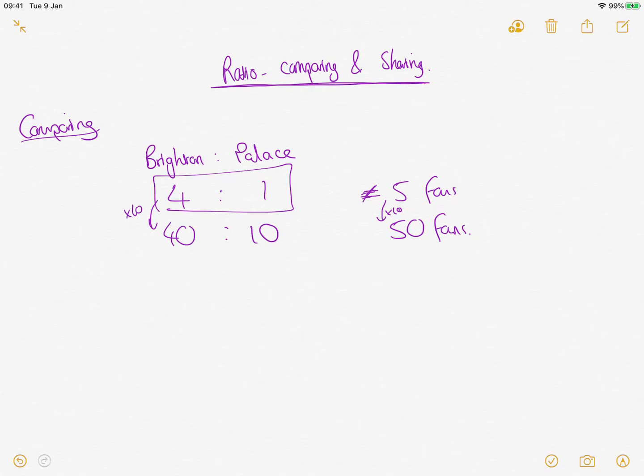Now, why does it have to be divisible by 5? Because if it's not, then I'll start getting decimals in my ratios, which I don't want because I'm talking about people here. So another way to look at it is if I then times this by 10, I'd have 400 to 100. I can see there's 500 fans. Again, that's divisible by 5.